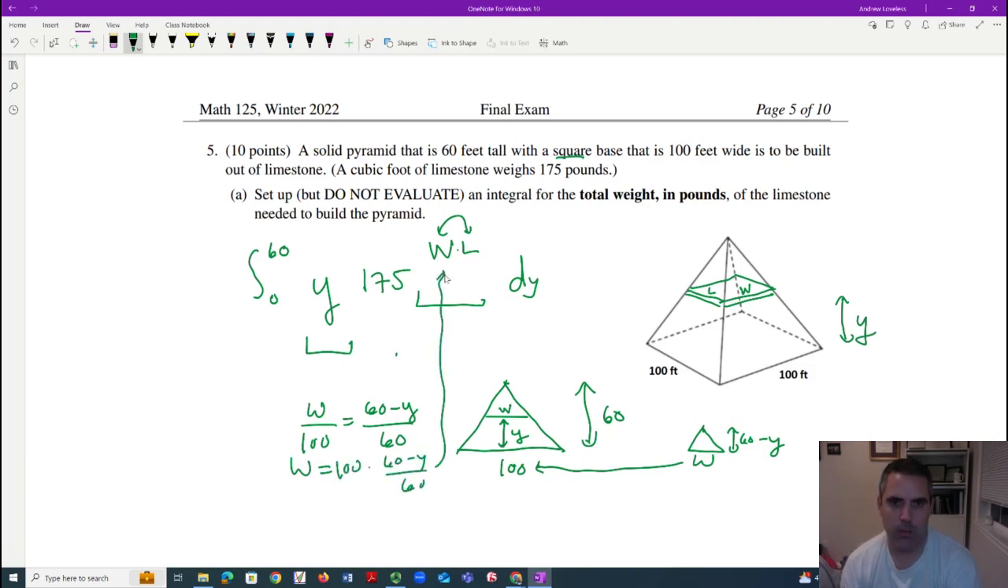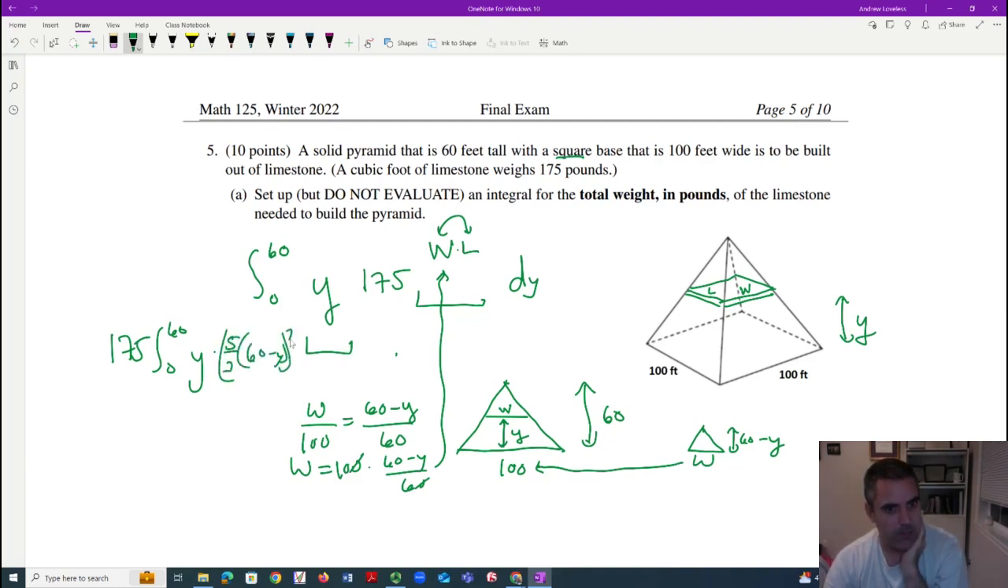That's going to go in for W, but it's also going to be L. So it's going to be that squared. So altogether, it's 175, the integral from 0 to 60 of y times 5/3 times 60 minus y squared dy. Success.